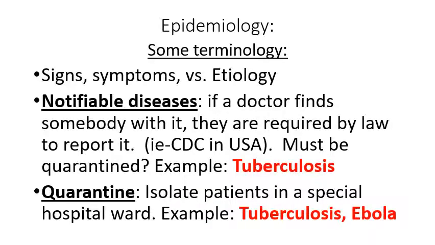All right, now we already know what signs, symptoms, and etiology are. What you may not know is that there are some diseases that are highly contagious and have a high mortality rate. And generally, in most parts of the world, those diseases are classified as notifiable diseases. So I might ask you on a test, what is the definition of a notifiable disease? A notifiable disease is where if you go to the doctor and you're diagnosed with that disease, the doctor is required by law to tell the government.